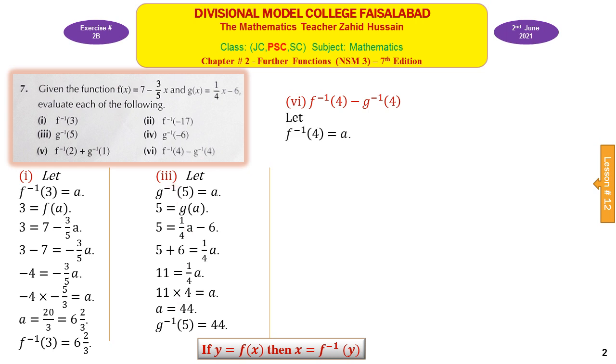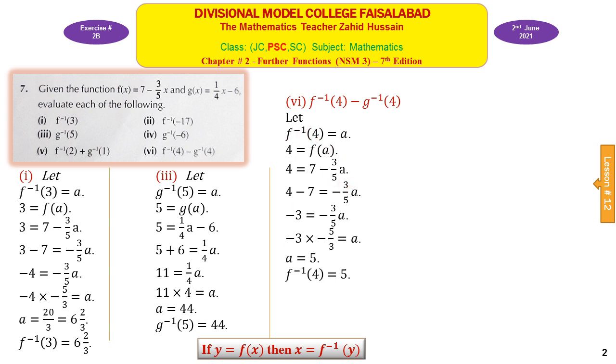Suppose f inverse 4 is equal to a. Use the definition of the inverse function. 4 is equal to f of a. Replace x by a in the function f and solve this for a. We get a is equal to 5, because we have supposed that a is equal to f inverse 4. Replace a by f inverse 4 and put it equal to 5.